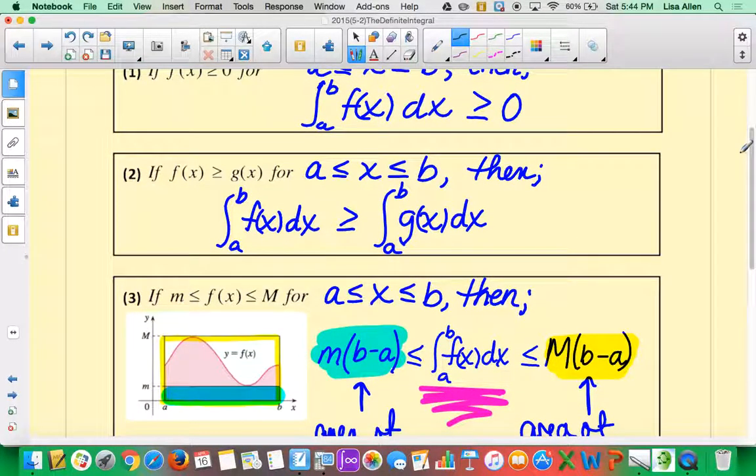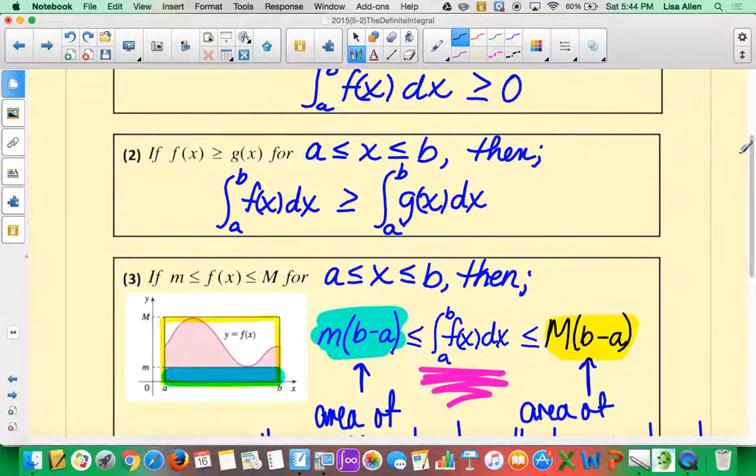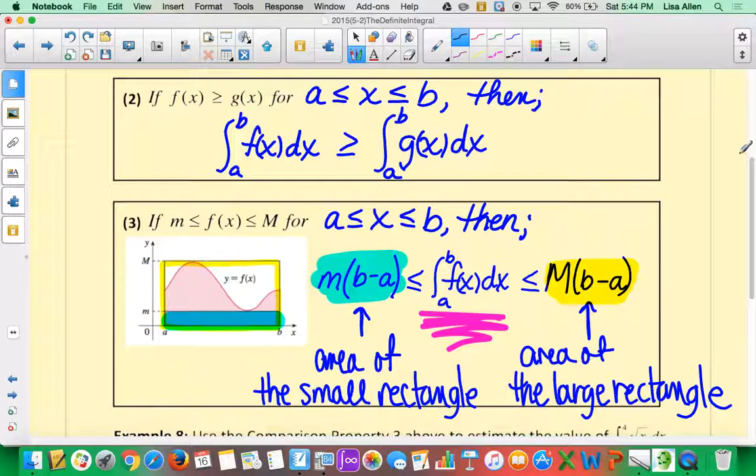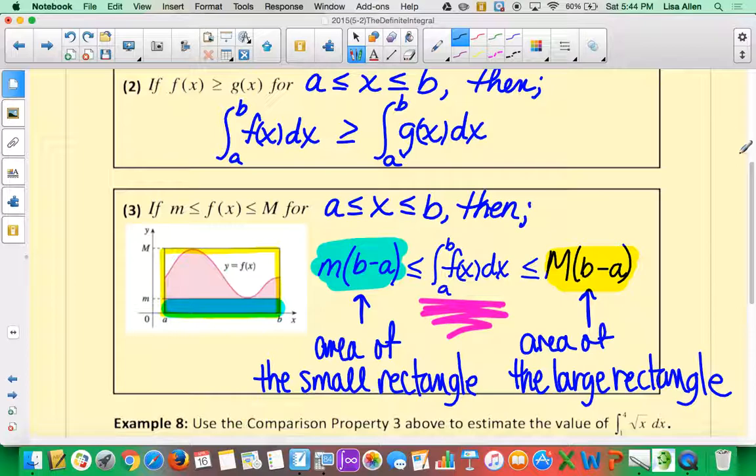The second one says if f is greater than g all the way through a to b, then the integral of f of x is bigger than the integral of g of x on the interval from a to b.